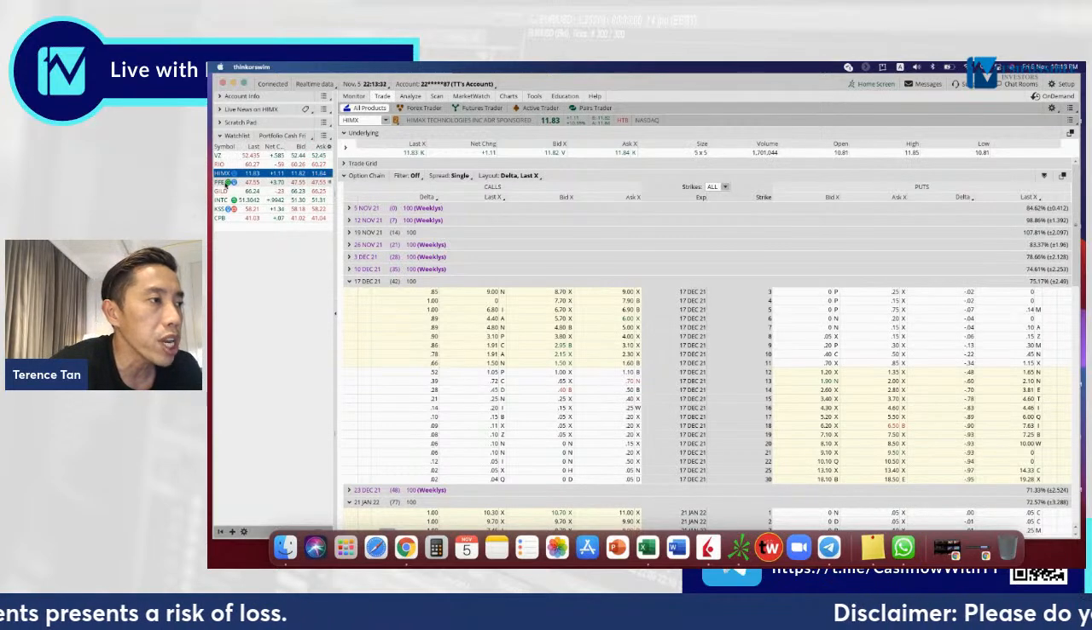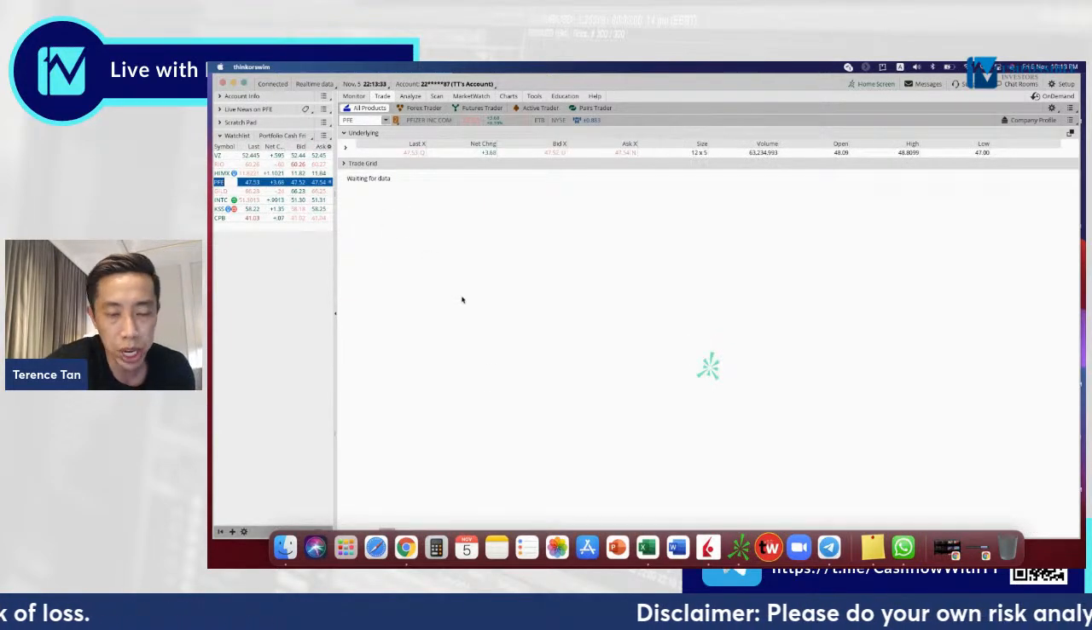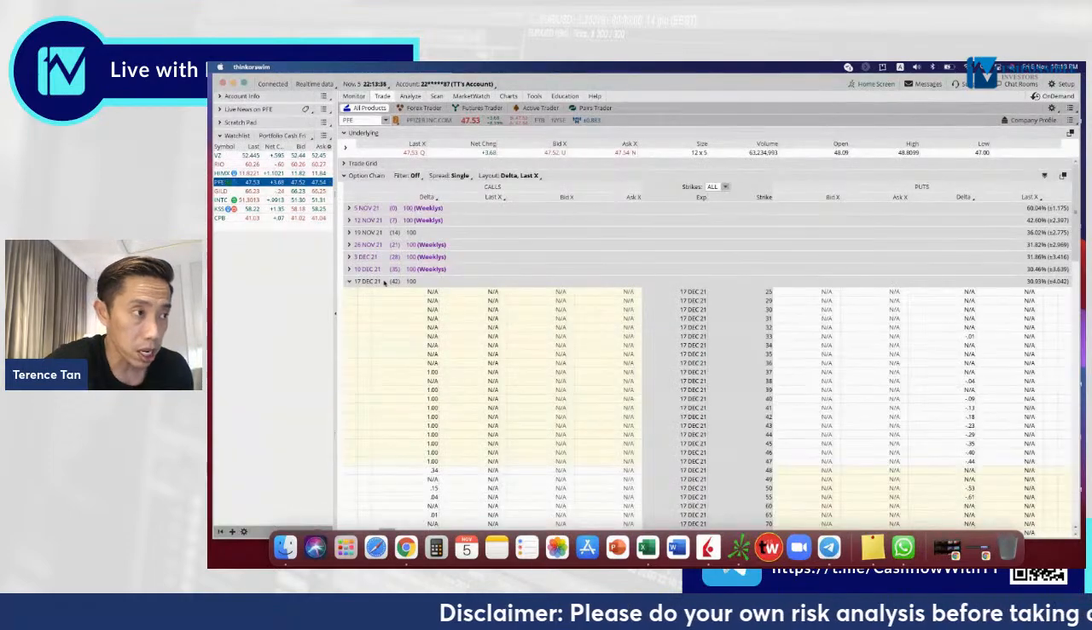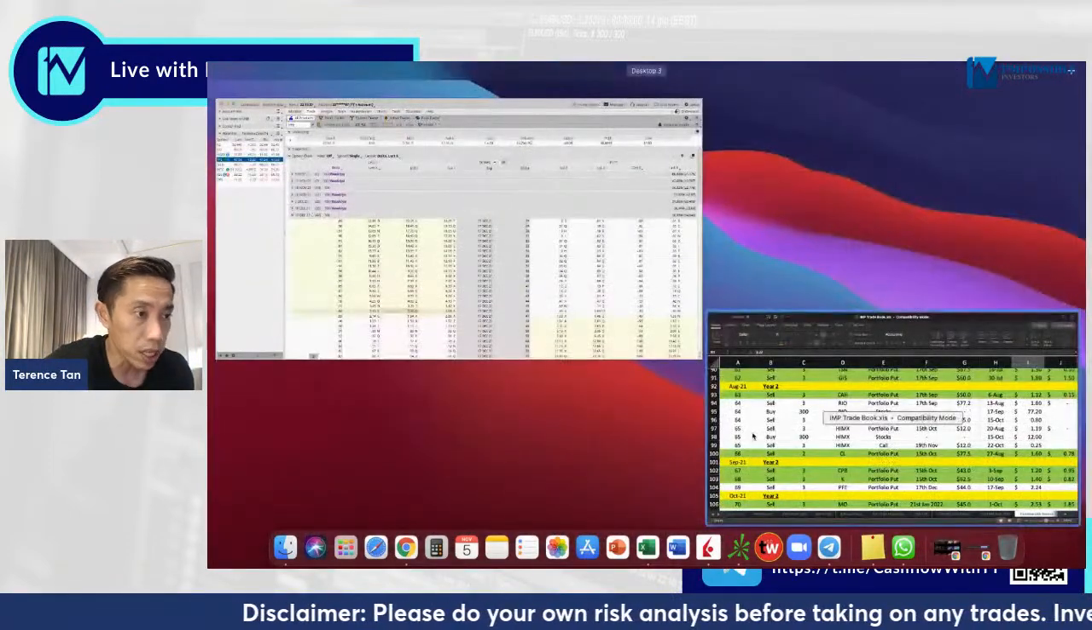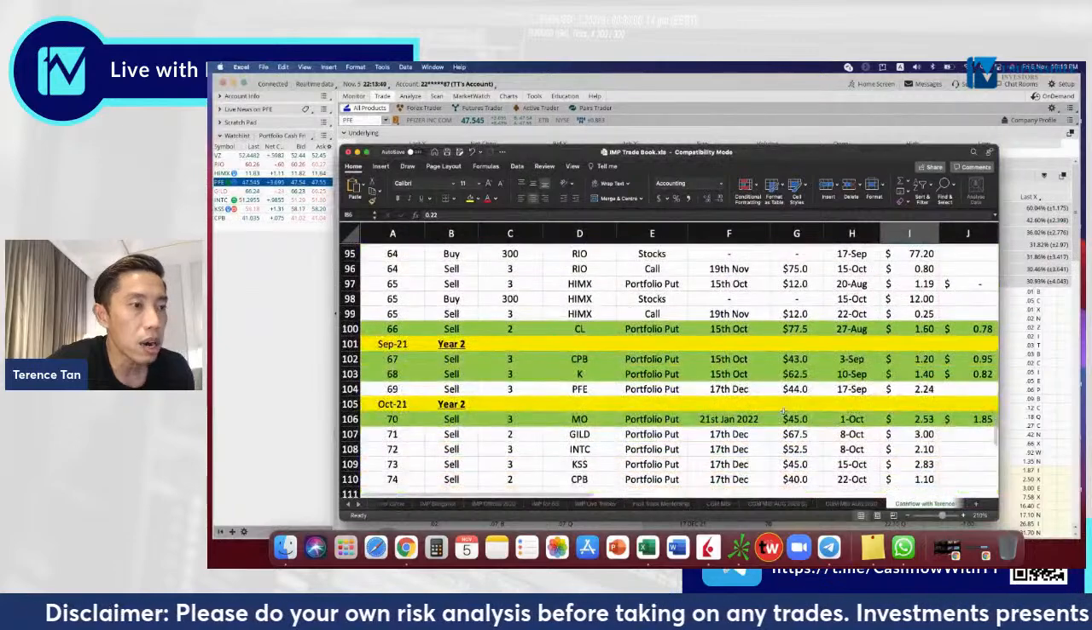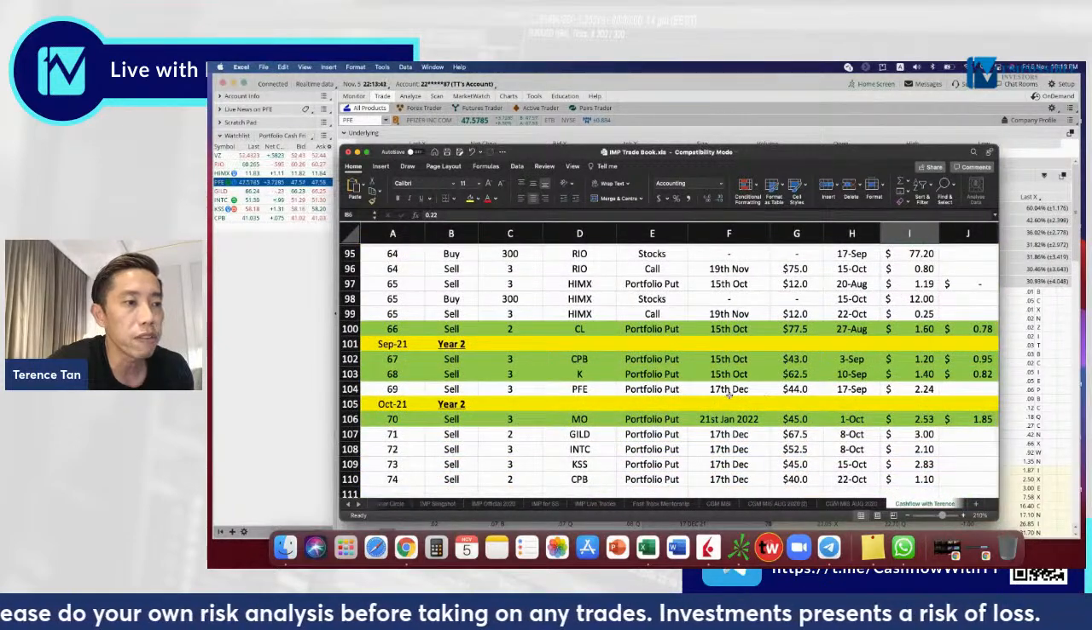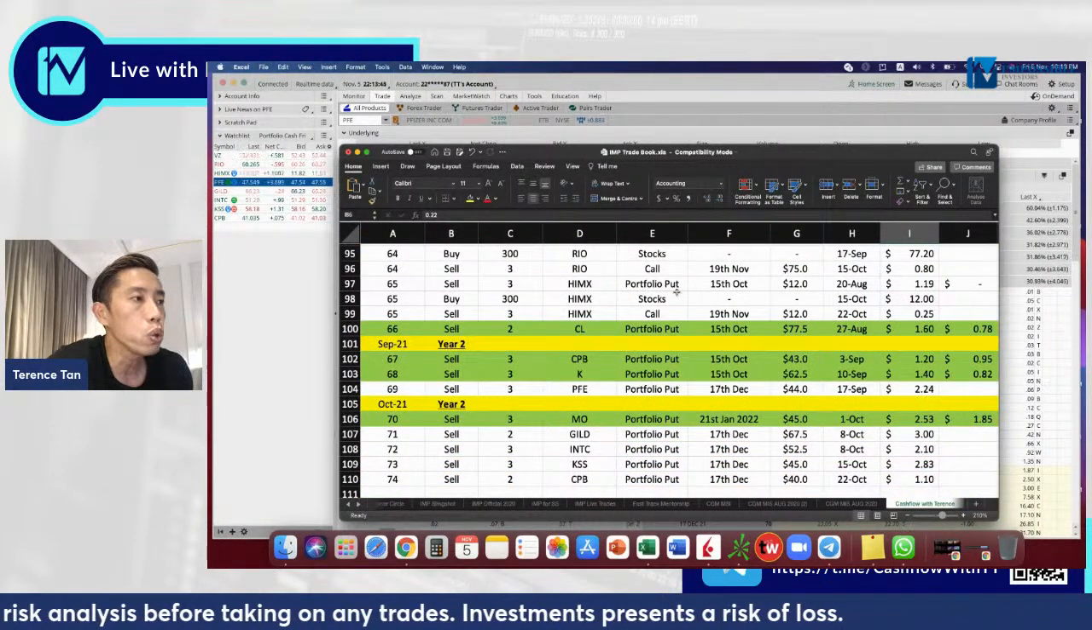PFE is up by about $3 today. So I'm pretty sure we can close our trade for a profit, and I'm going to go ahead and do so. Now let's see what we have. We have PFE, a $44 put for the 17th of December. We sold it for $224.